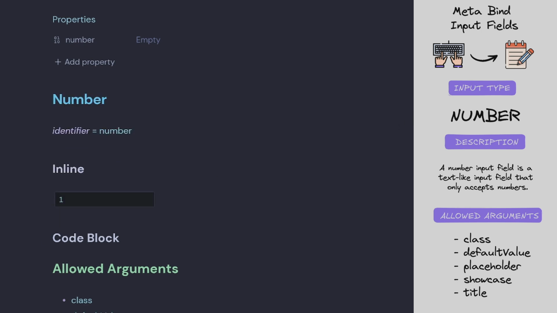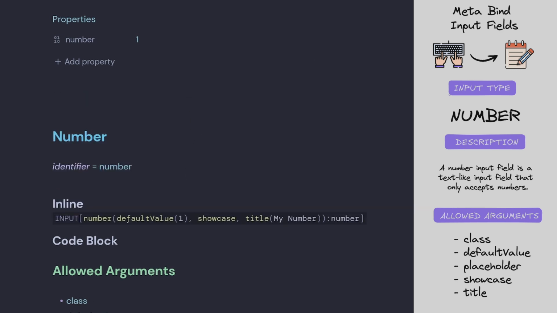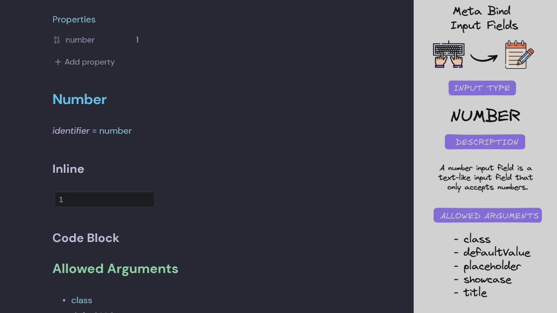Now if we view that, we can see we have our default value 1, but it doesn't enter until we take it out and then put it in. So that's just something to note with the default value. We also don't have showcase working in this instance, which is interesting for our inline. So let's just move it around. It's still the same. So that's just something else to notice with the number input field.